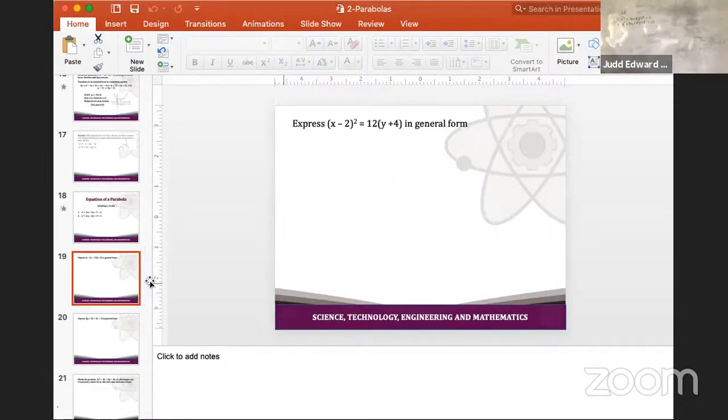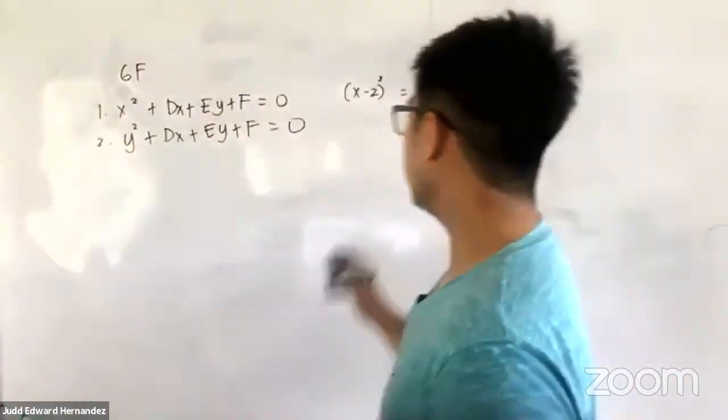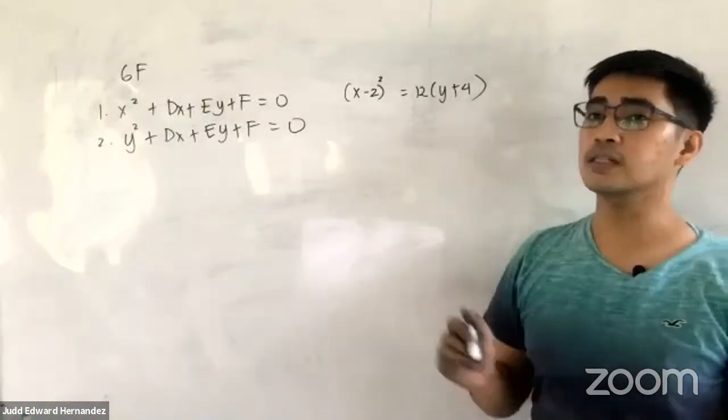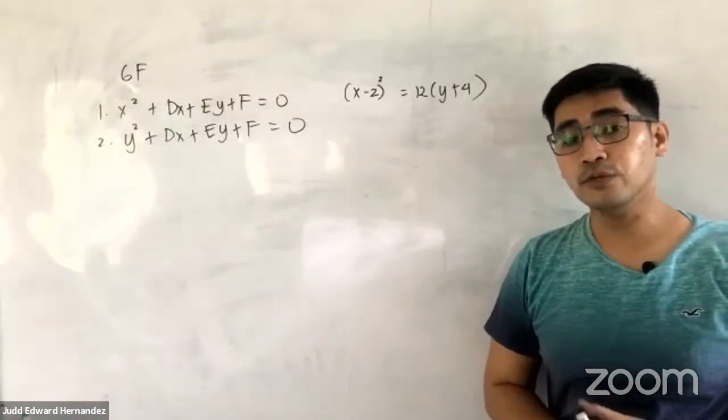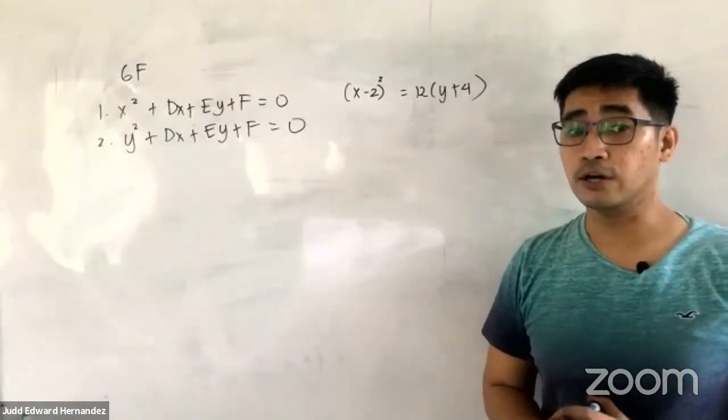Sir, how do we express this in general form? The question is, x minus 2 quantity squared is equal to 12 times y plus 4. If you are given a standard form, or vertex form, all we have to do is expand and distribute all the coefficients.